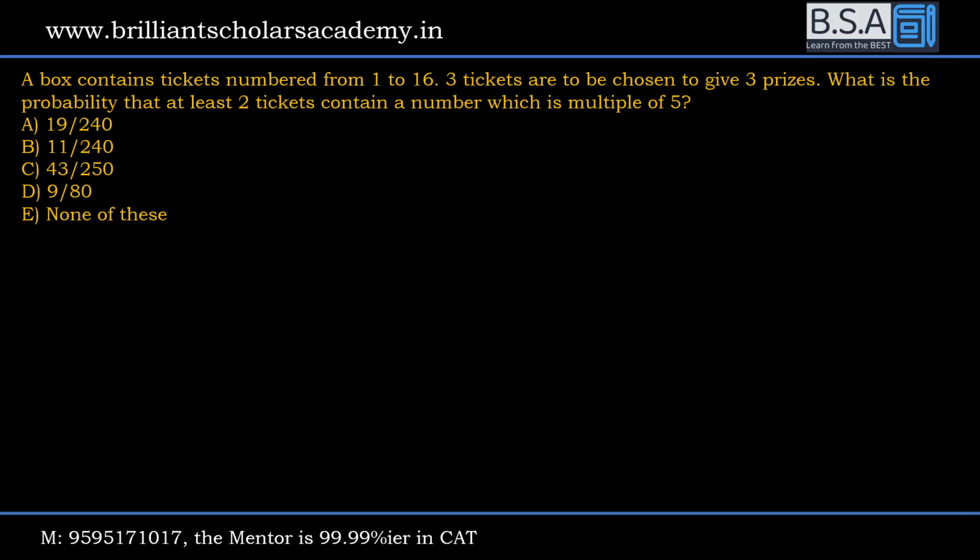A box contains tickets from 1 to 16. 3 tickets are to be chosen to give 3 prizes. What is the probability that at least 2 tickets contain number which is multiple of 5?